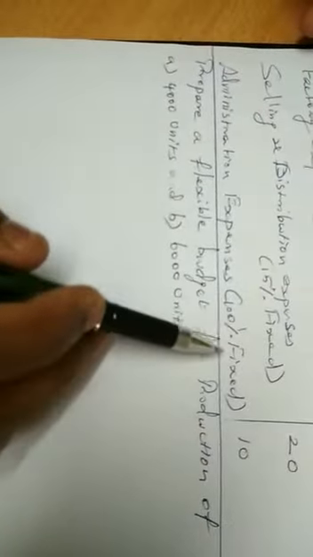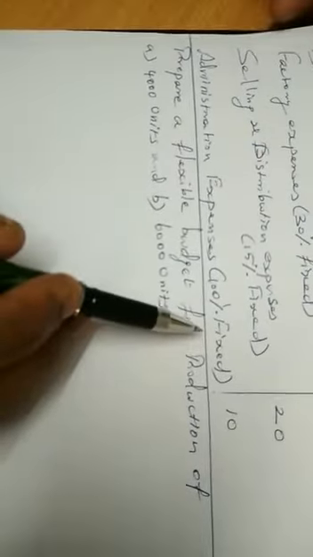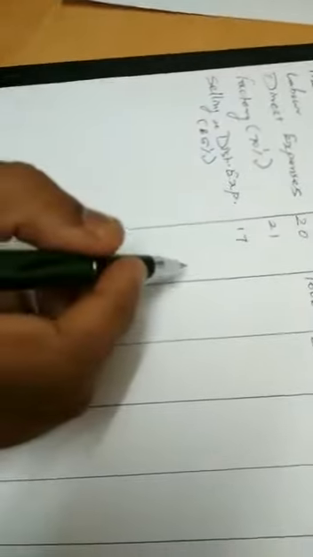What is the next one? The item is administration expenses, and in the bracket they have given 100% fixed. So that means there is no variable cost. I am not going to put administration expenses because all the expenses they have given as a fixed expense. So there is no variable cost in this item. What is the next step?